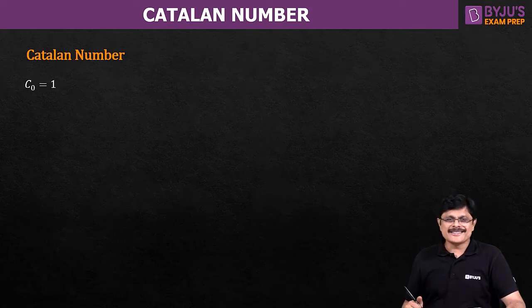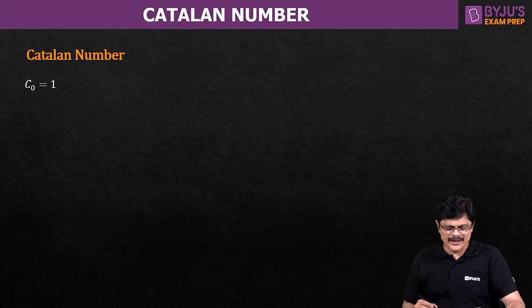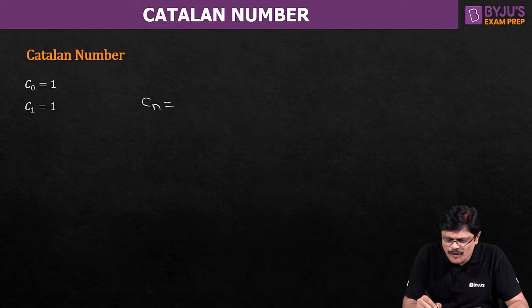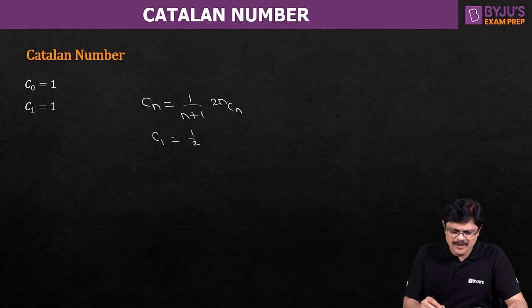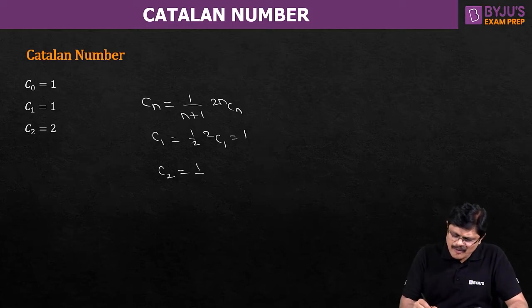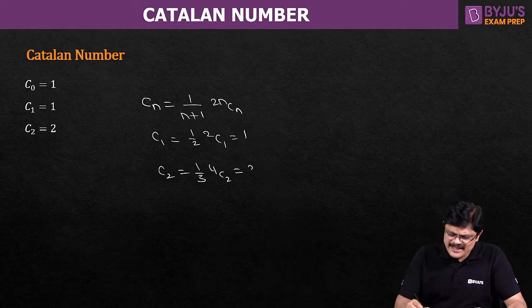And before that, let us see the sequence of Catalan numbers. C0, this is a base condition, which is 1. C1 is equal to 1. If you want, you can use the formula, sir. Cn is equal to what? 1 by n plus 1, 2n Cn. So if you want C1, which is 1 by 2, 2 into 1, that is 2C1, which is nothing but 1. And C2, what is C2? 1 by 3, 4C2. 4C2 is 6, 6 by 3 is nothing but 2.